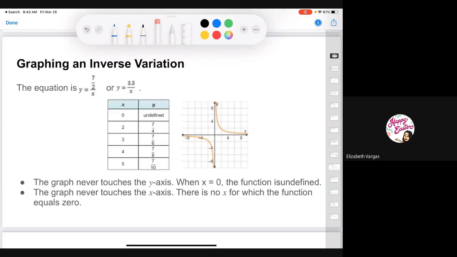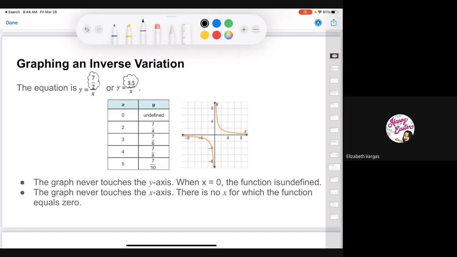So like we saw here, there are 2 different ways that you can go ahead and represent your inverse variation. These are basically the same thing. This is just you actually doing 7 over 2. 7 divided by 2 is 3.5, so that's why it's just left there as 3.5. Either way, they're the same thing.